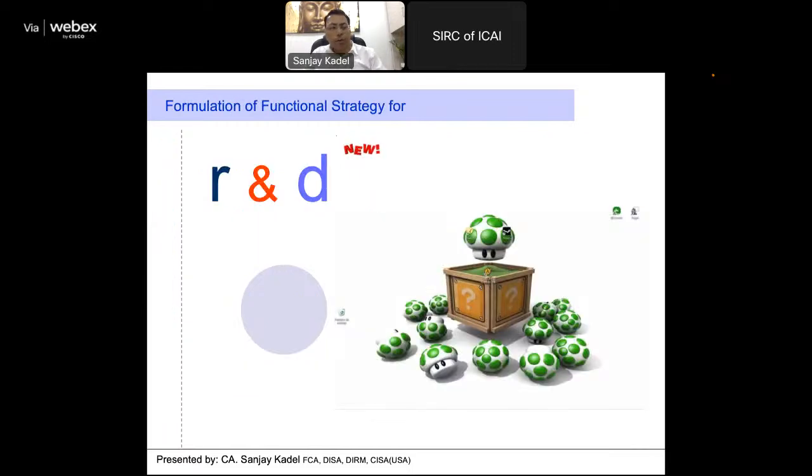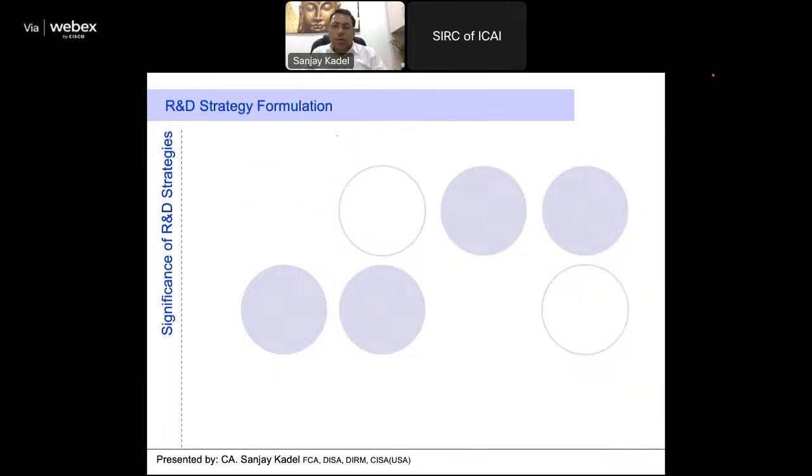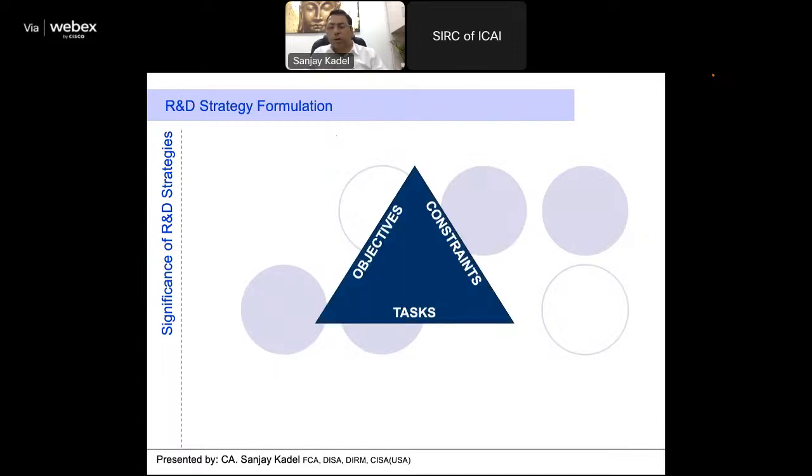Coming to research and development. Research and development means creating something new. Why is it that some companies do research and development and some companies do not? What could be the reasons? Let us see. We discuss research and development from three angles. One angle is objectives, meaning why you want to do research and development. The second angle is constraints: what is stopping you from doing research and development? The third is tasks, which means while you are doing research and development, what activities should you follow?